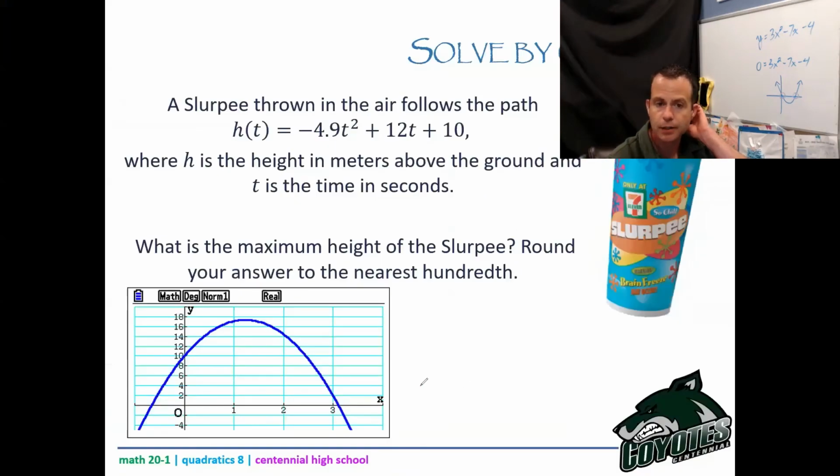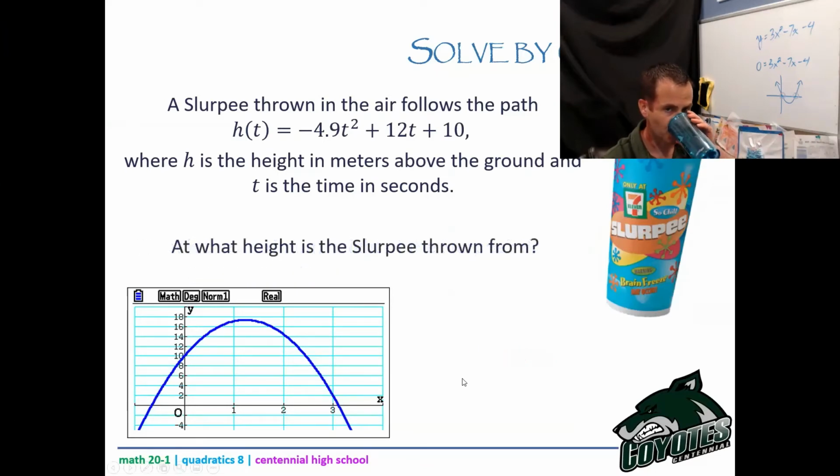And for this guy, we got 17.35 meters. Awesome. At what height is the Slurpee thrown from? Well, I'm hoping all of you out there in my listening audience would say you don't need graphing technology for that. It's right here, right? Remember, we talked on the other lesson that that constant term is your y-intercept, which is at time 0, right? So it'd be 10 meters. That was the original height the Slurpee was thrown from.